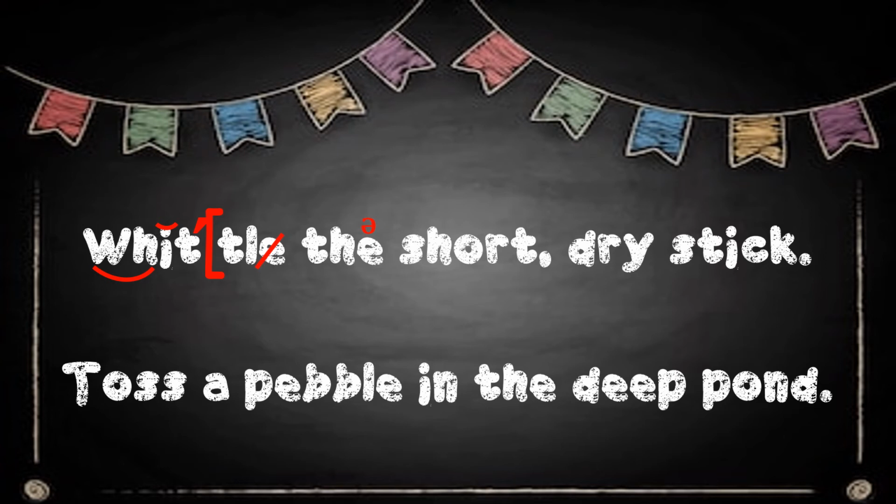Now let's code digraph TH and underline it. And we know that in this word, digraph TH makes its voiced sound. So we're going to go ahead and draw a voice line through it to remind us that it makes the voiced sound. Let's look at the next word.